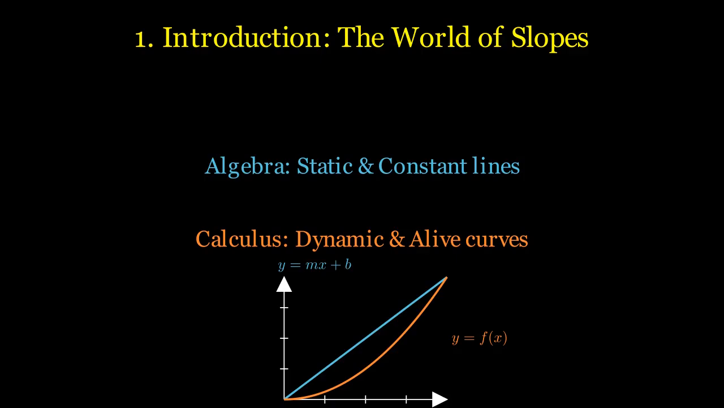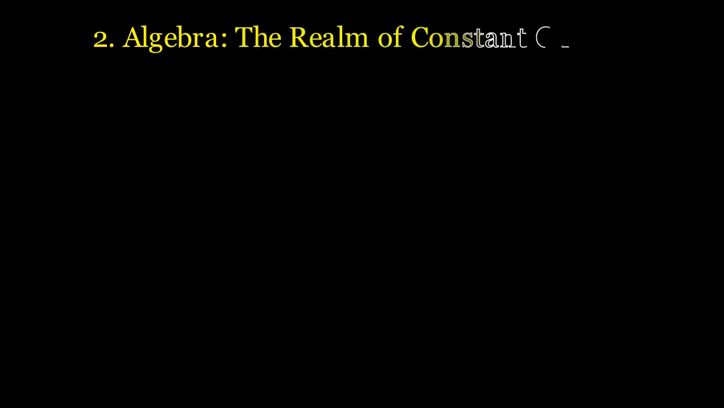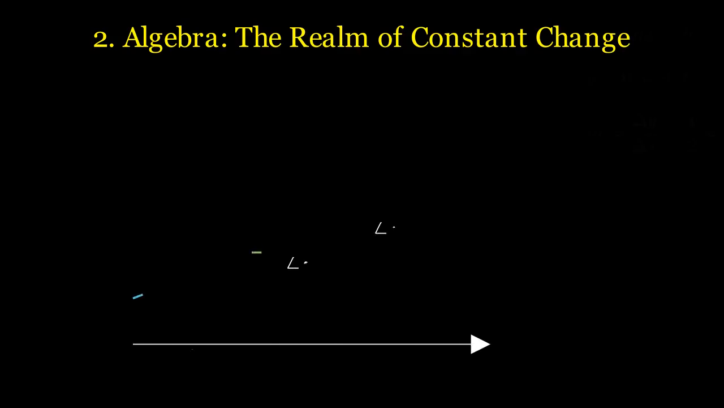However, the real universe is rarely composed of perfect straight lines. Things accelerate, decelerate, grow, and decay in curves. In calculus, slopes become alive. They breathe, shift, and adapt continuously. By the end of this exploration, we will discover how a single, infinitesimally small point can vividly narrate the entire story of a complex curve, allowing us to master the mathematical language of change.